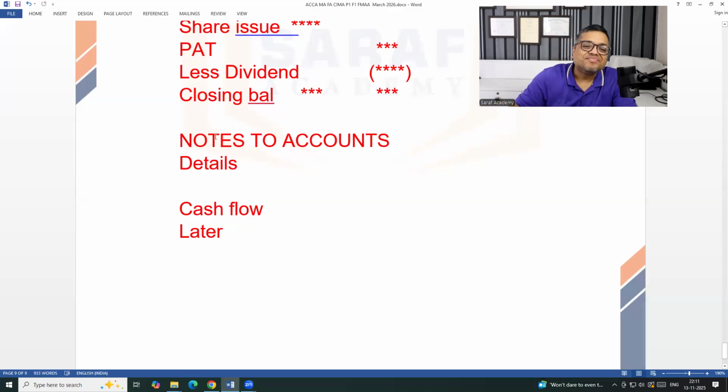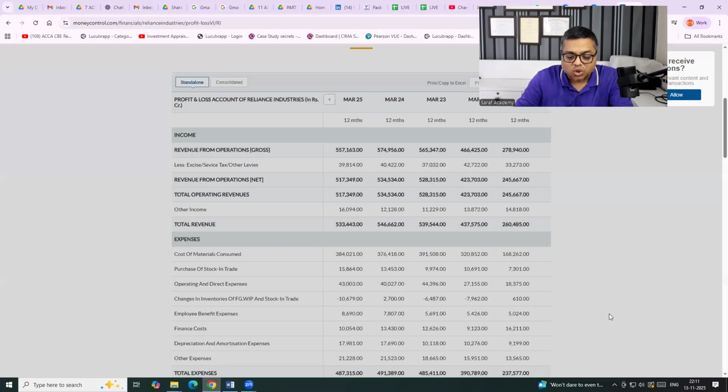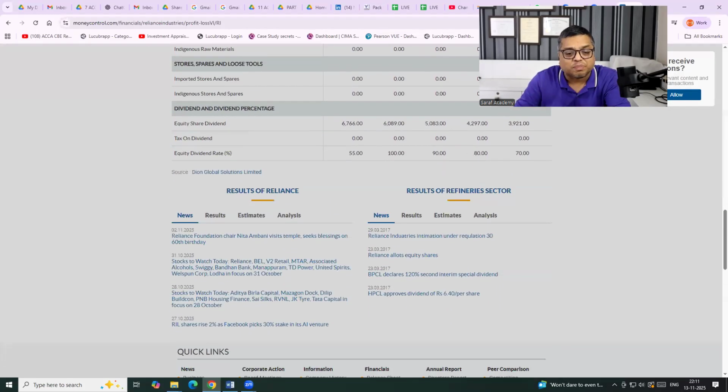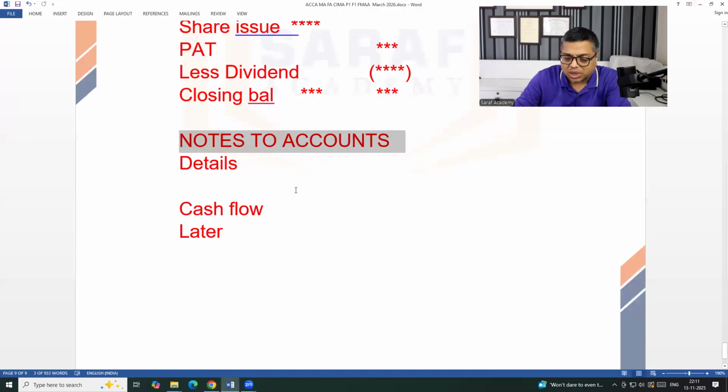So this is the third statement, that is a statement of changes in equity. Then comes notes to accounts. I can't explain anything relating to that. Because when I had opened the Reliance, you will see that there are pages to pages written about notes to accounts. The notes to accounts you cannot understand at this foundation level. Maybe some basic level it's okay. But major notes to accounts you will understand gradually when you go at higher levels. But that is a part of financial statement.